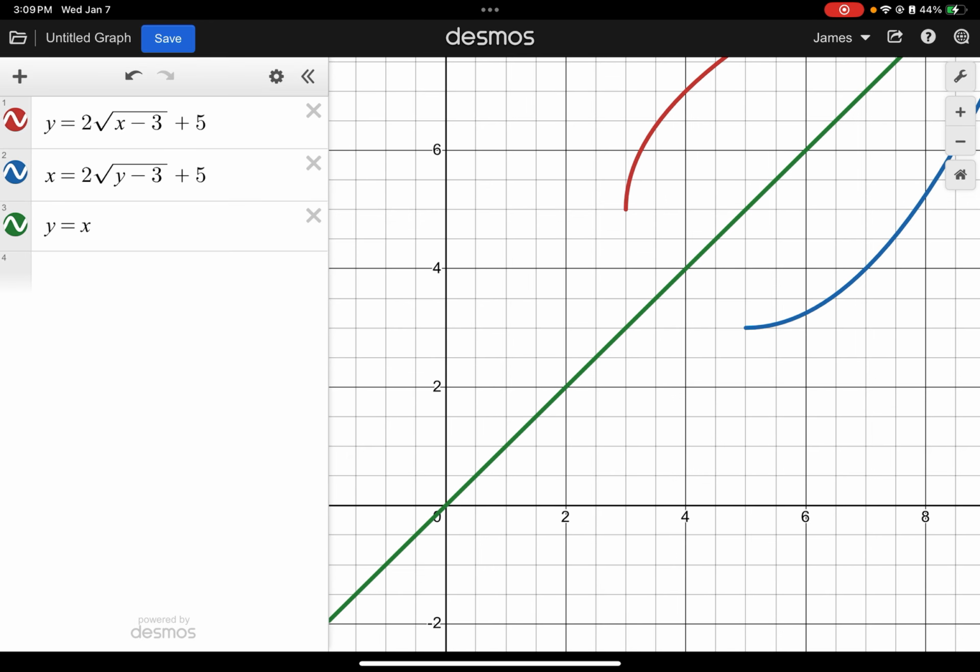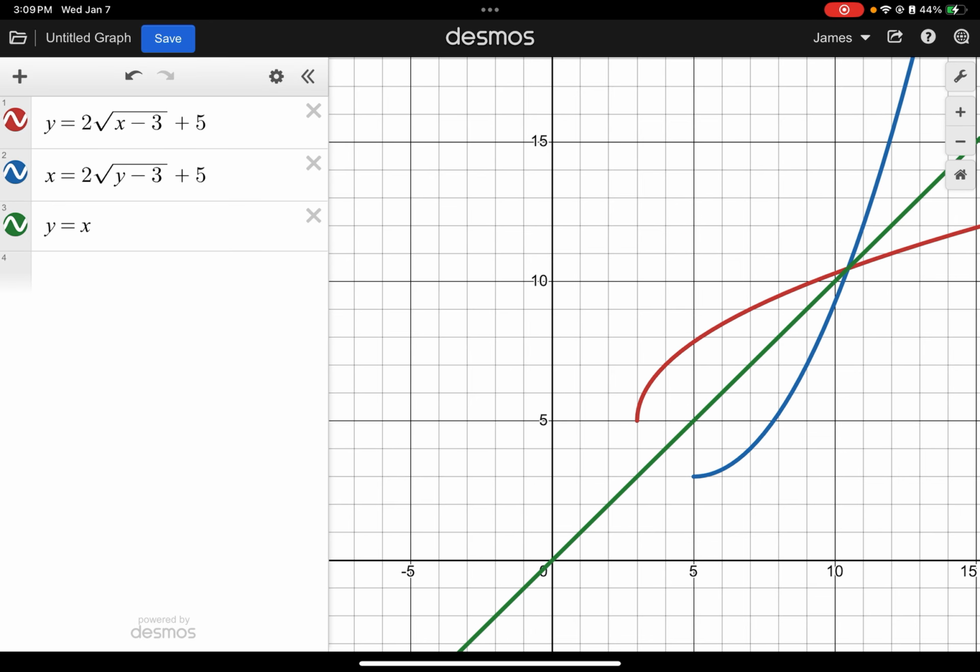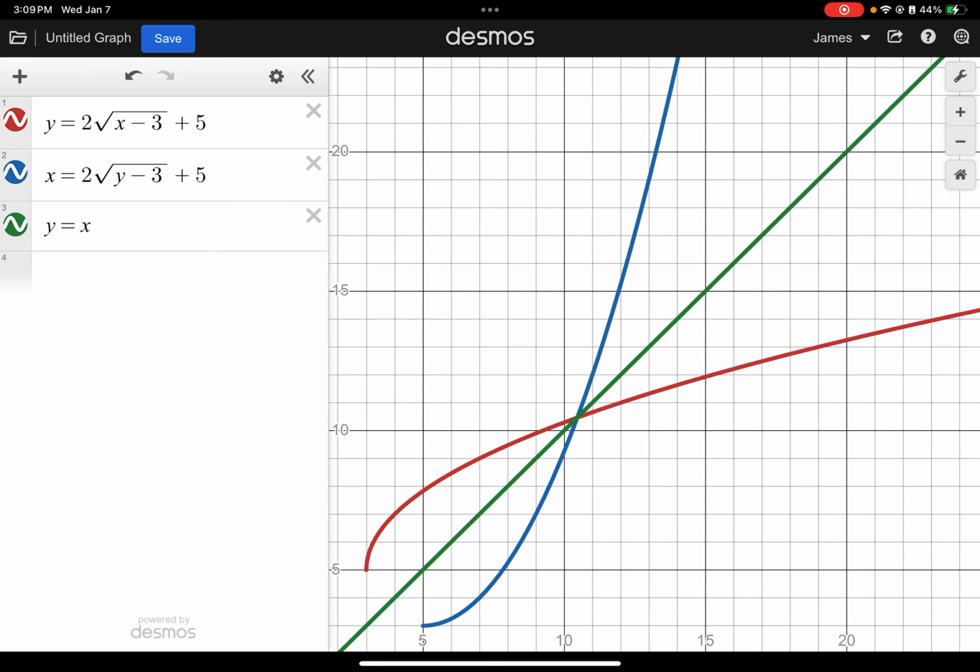So you switch the domain and range. And you get kind of cool looking graphs. You can obviously see there's symmetry here, right? So be aware, and that's what the graph should look like.